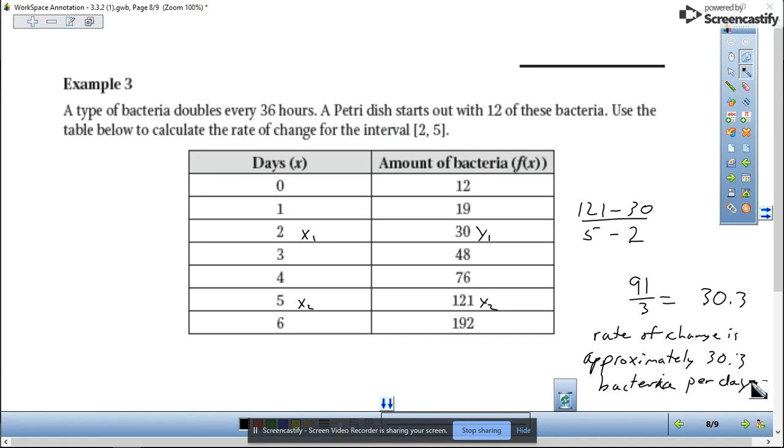Okay, good. These should be two relatively easy lessons for you. So now that you got this one, go ahead and go on to 3.3.3. That deals with rate of change as well, specifically from graphs.